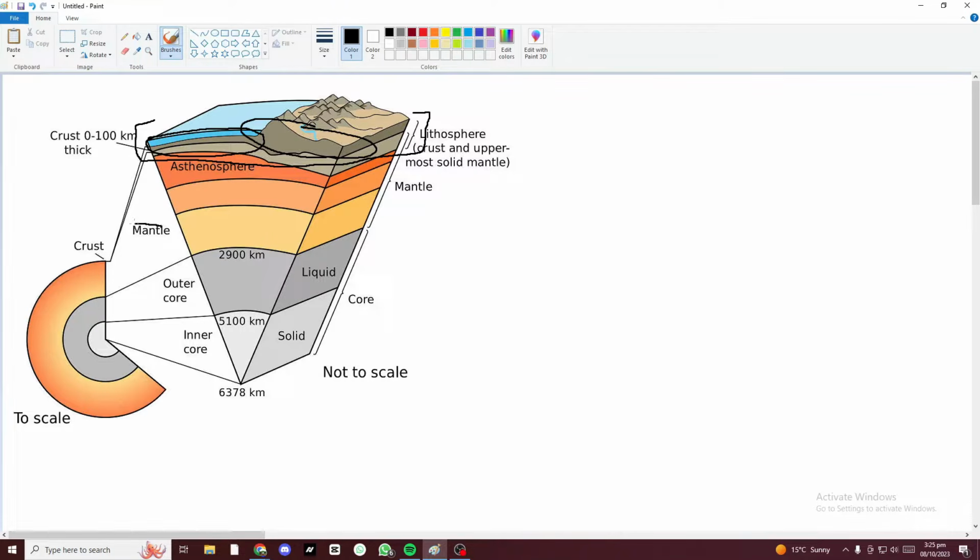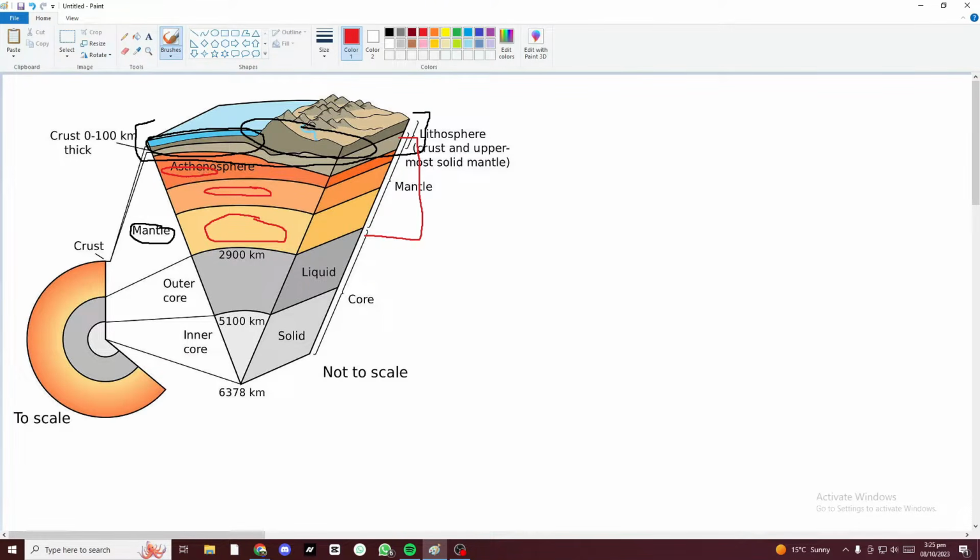So then we get to the mantle. The mantle lies between the outer core and the crust. It is mainly made up of solid rock, but this solid rock can flow over long periods of time due to high temperature and pressure. So the mantle is mainly solid, however, it does flow. It doesn't make much sense, but you can think of it as being solid towards the outer core, and then it becomes more liquidy as we approach the crust.